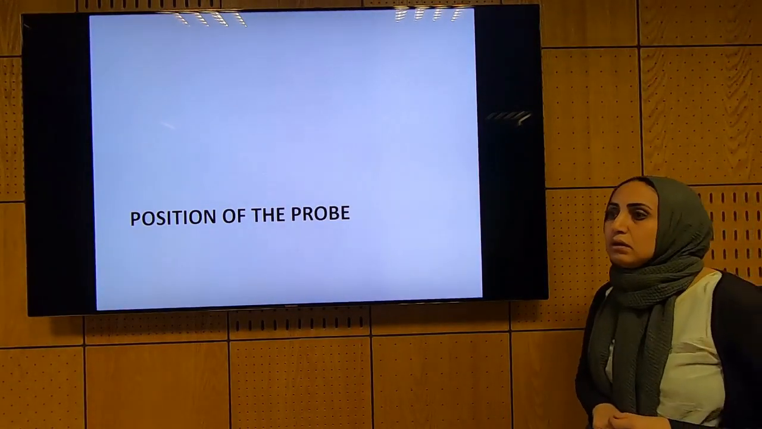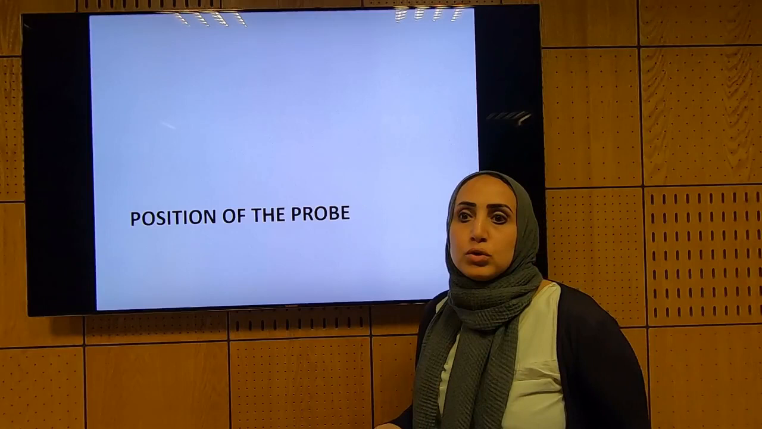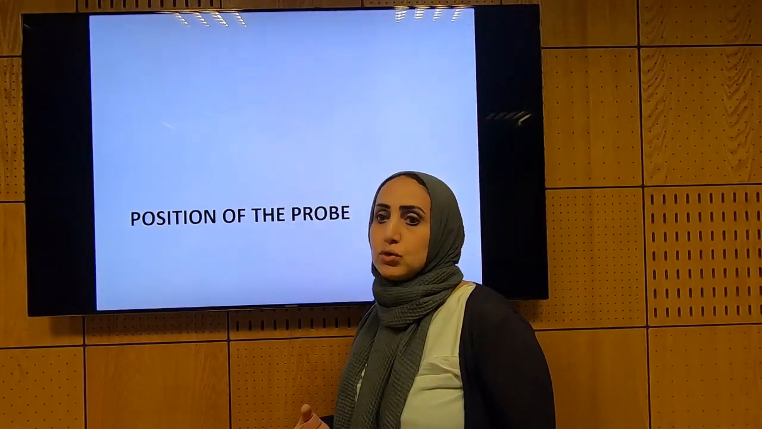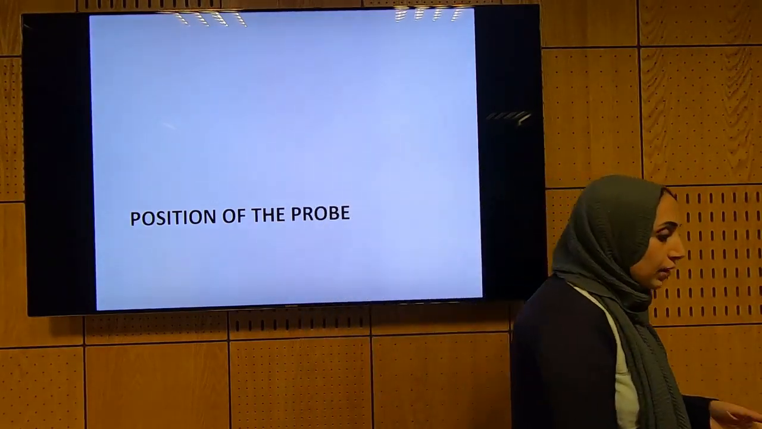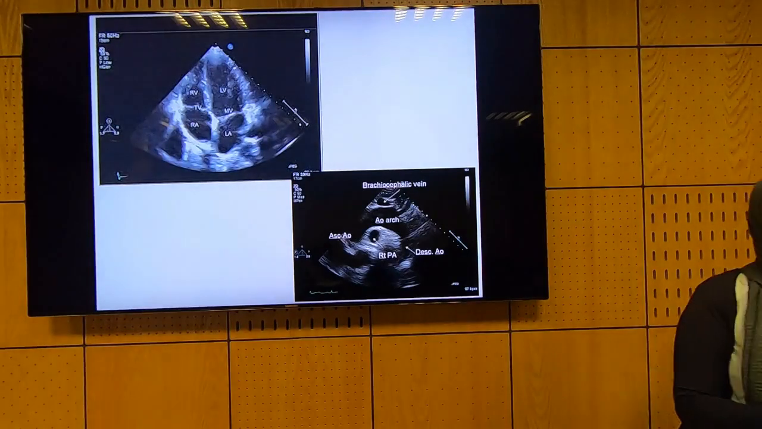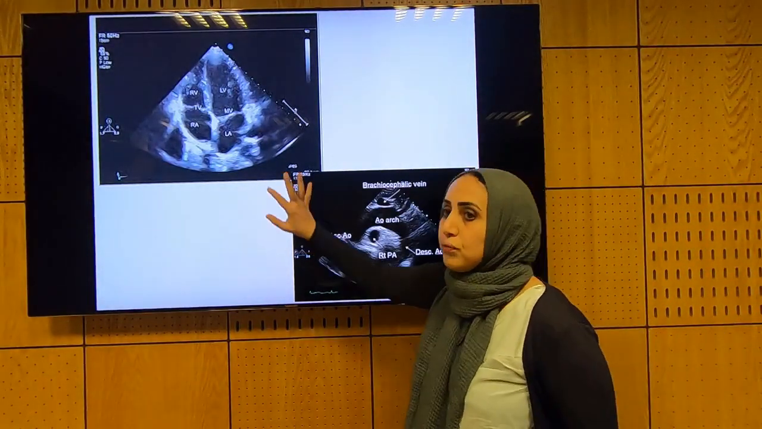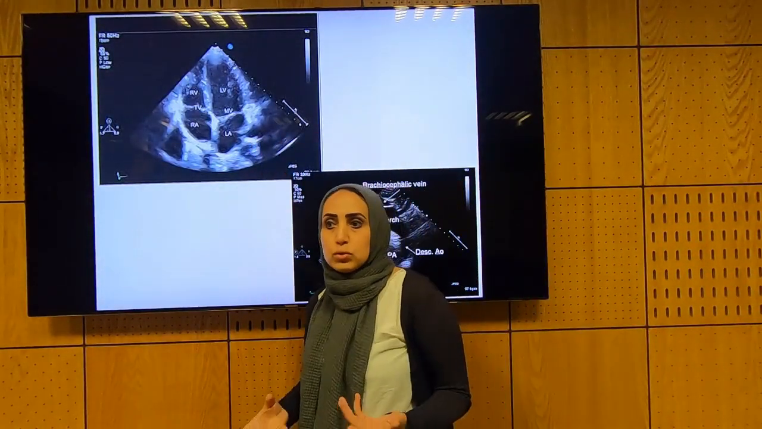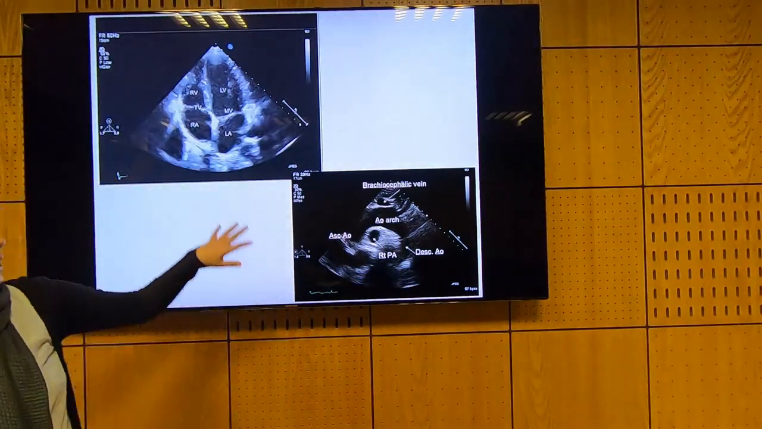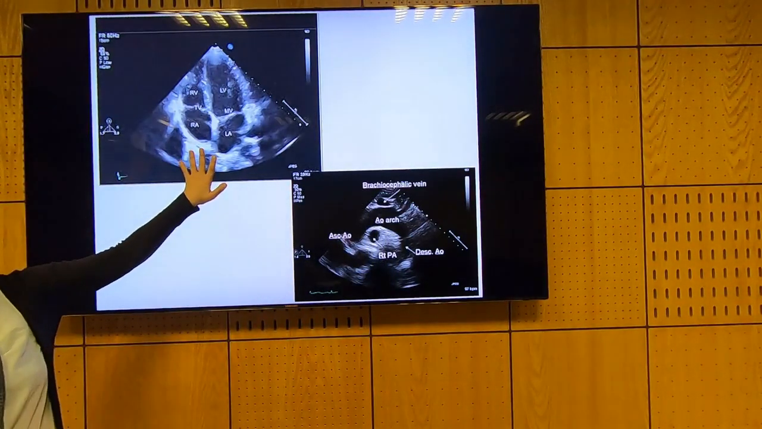So actually, when you read the echo, we don't suppose that you do the echo by yourself. You are interpreting the data that another person acquired for you, so you have to figure out where the probe goes. I will go through one example and then ask you to interpret the other images. So you have something like this, an image of echo.